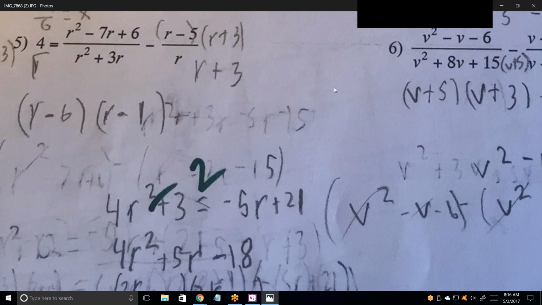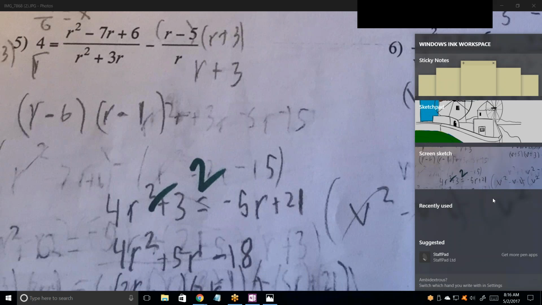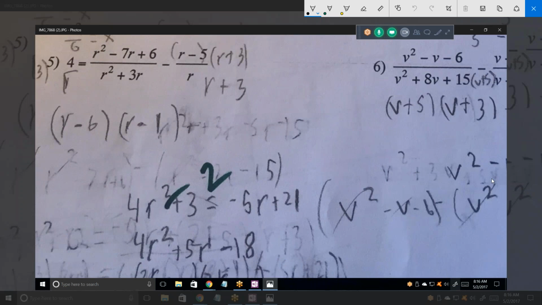Okay, here, I'm going to write it down. R squared minus 7r plus 6. I'm happy to go through it with you if you want. You want me to write it on here? Yes, please. We'll go through it step by step. But in other words, you've made that mistake twice. I'm sure you're going to make it here.